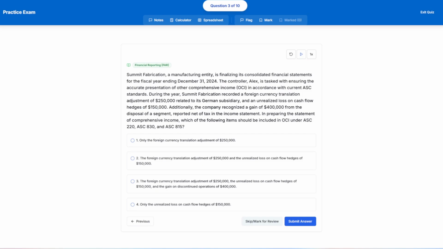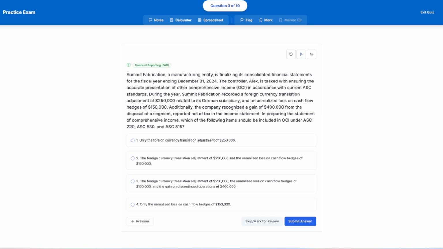option. Option 1 suggests including only the foreign currency translation adjustment of $250,000. This option might seem plausible because ASC 830 clearly states that foreign currency translation adjustments are part of OCI, but it overlooks the unrealized loss on cash flow hedges, which ASC 815 also requires to be included in OCI. So this option can't be correct.